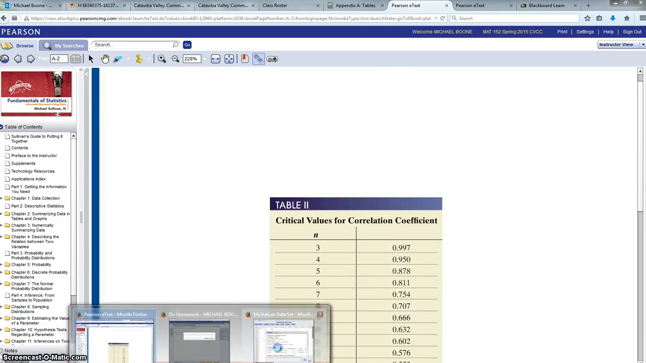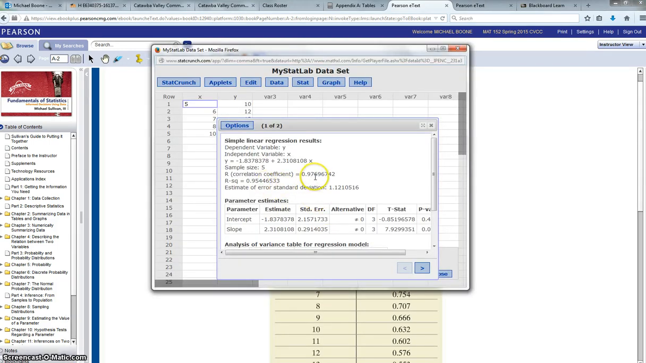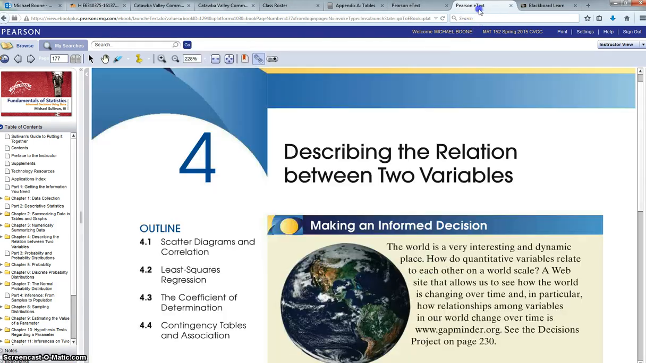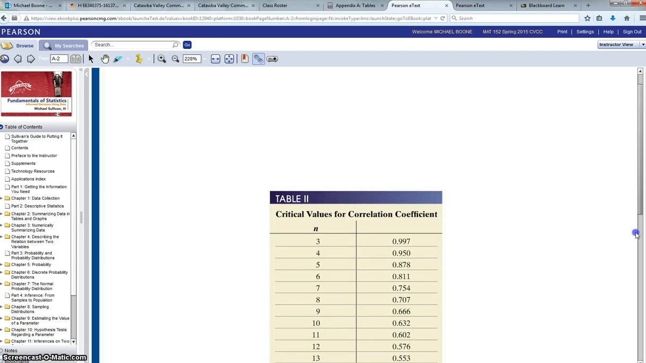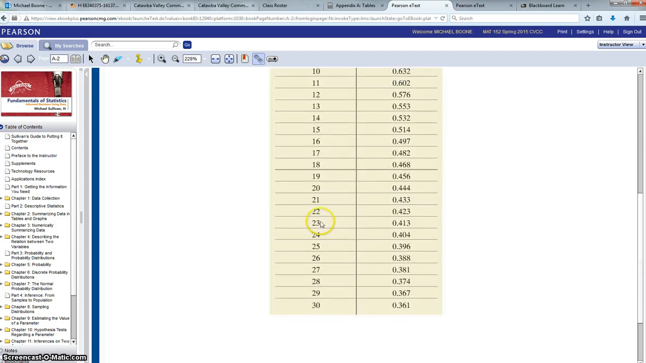I was at 0.977, which means I can say that there is a linear relationship. If I was below this number, then I would say I do not have a linear relationship based off of the number of data points. You can see the more data points you have, your correlation value doesn't have to be that high to say that there is a linear relationship.